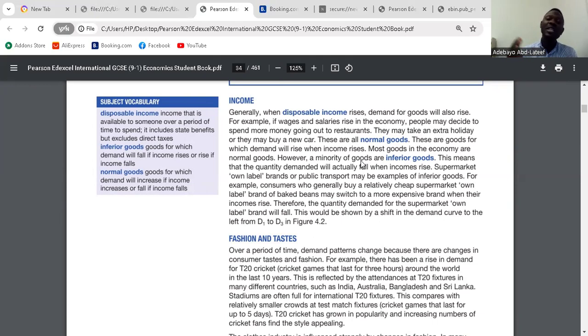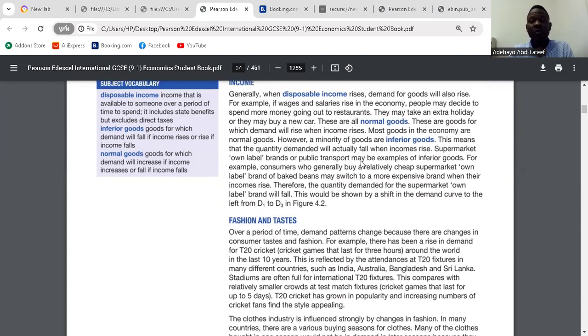The quantity will shift leftward from Q1 to Q3, shifting the demand curve leftward from D1 to D3. At that point in time, the demand for inferior goods will increase from Q1 to Q2, shifting the demand curve for inferior goods rightward from D1 to D2. Is it clear? Yes. Any question about that? Okay. That is for income level.